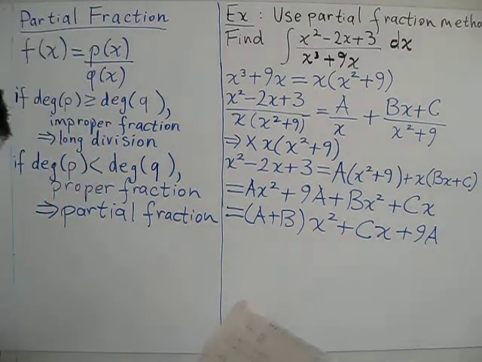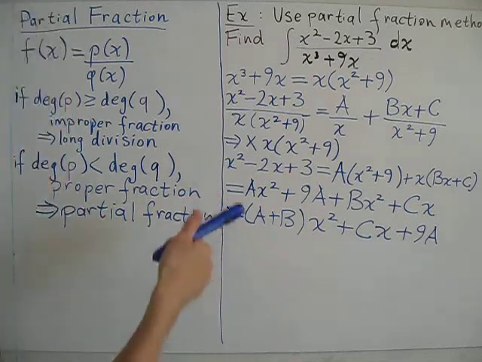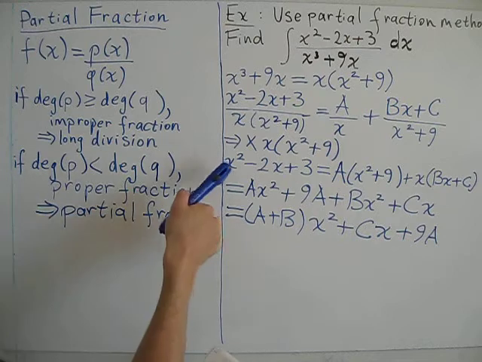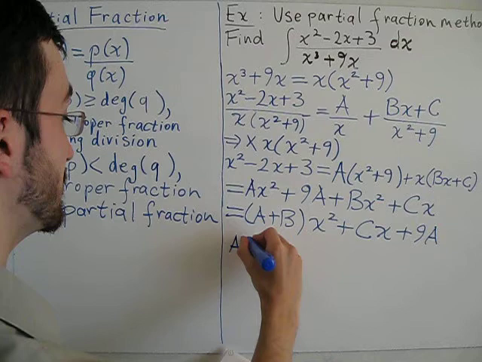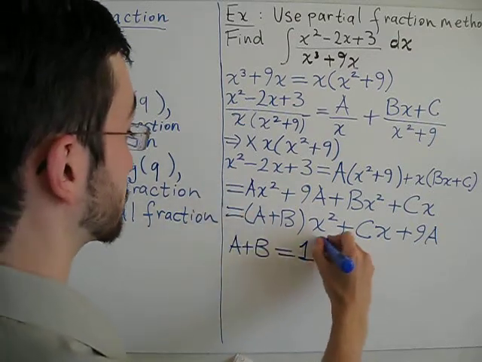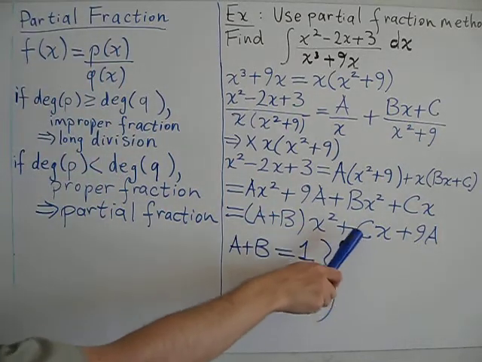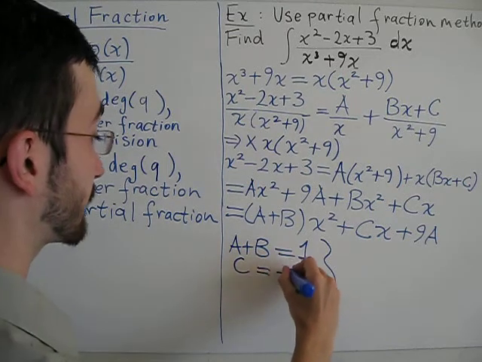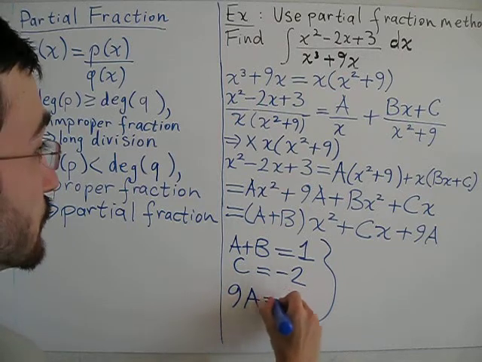Now what we have to do is equate the like terms in both the left side and the right hand side. From the x squared term we obtain that A plus B must equal 1. For the x term, Cx, the C must equal negative 2. For the constant term, 9A must equal 3.